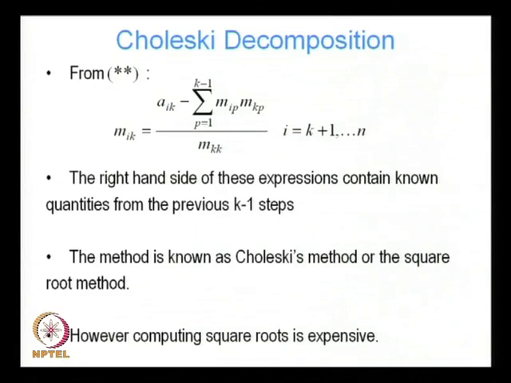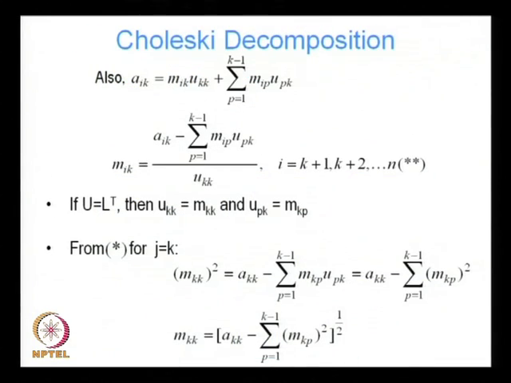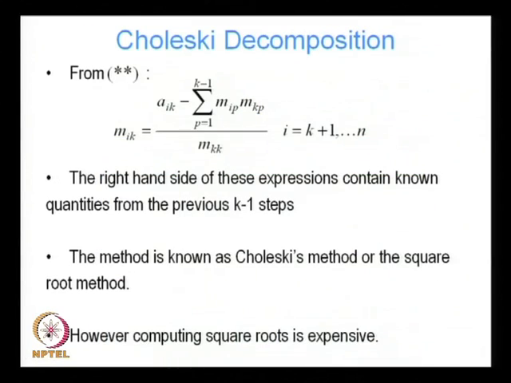The right hand side of these expressions contain known quantities from the previous k minus 1 steps, right. So, this minimizes storage, this is more compact, and this method is known as Choleski's method or the square root method. Why is it called the square root? Because to compute the diagonal terms, we have to take the square root of this expression.